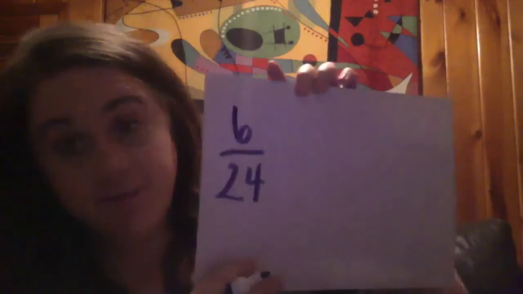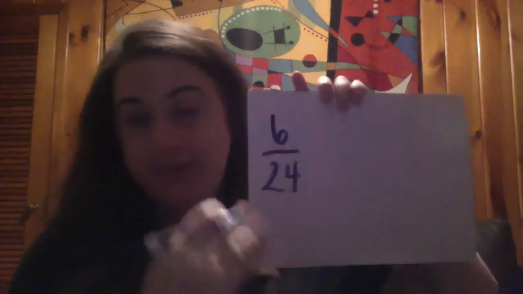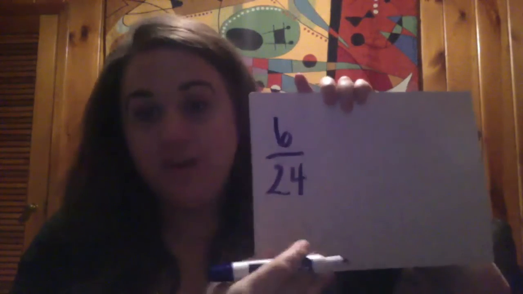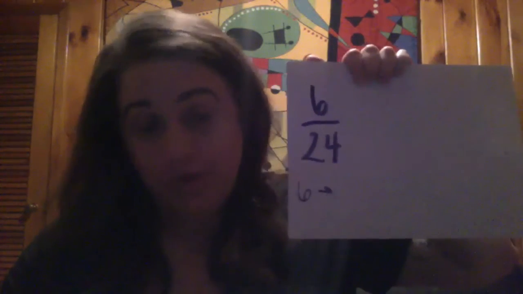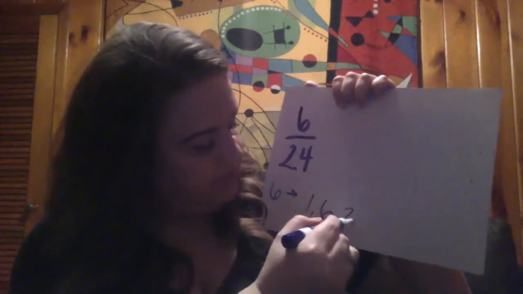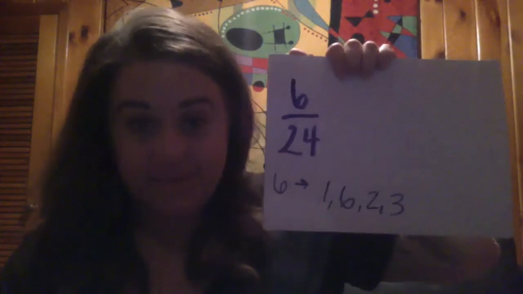Okay, I have 6/24. Instead of starting by dividing by 2, dividing by 2, dividing by 2, let's try and find those greatest common factors. So we have to list the factors of 6 and the factors of 24. For 6, there are not going to be too many of them because it's kind of a low number. 1 times 6 gives me 6, and 2 times 3 gives me 6. That's it.